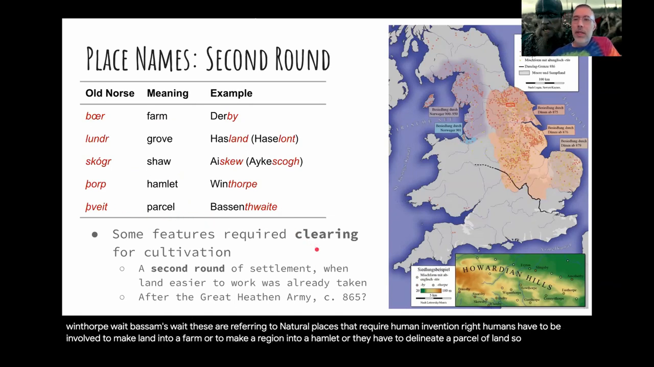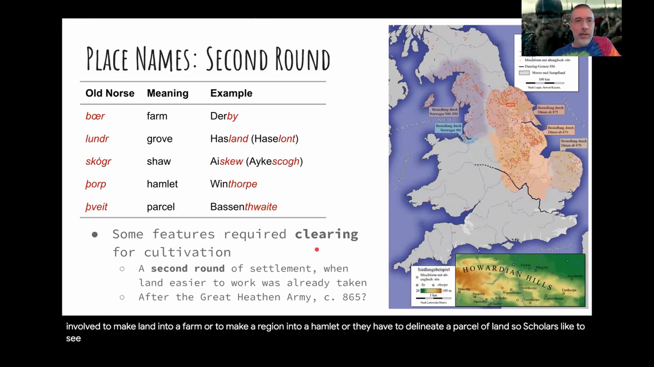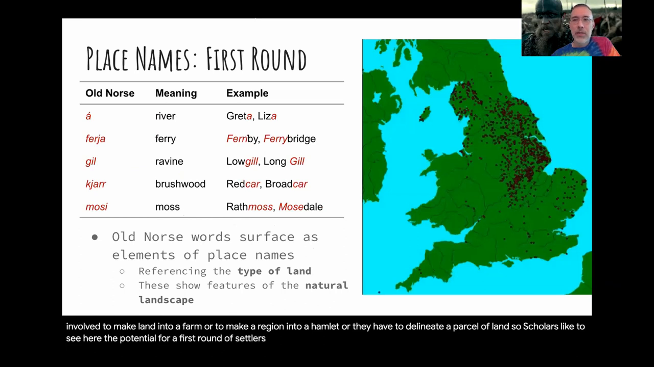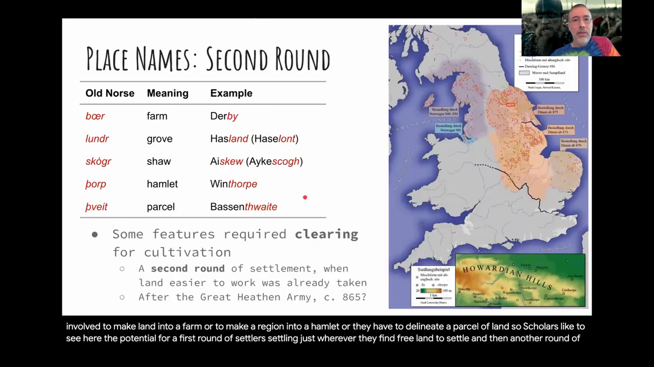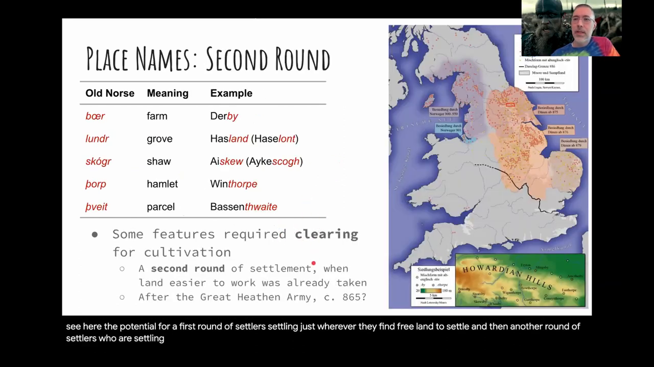So scholars like to see here the potential for a first round of settlers settling just wherever they find free land to settle, and then another round of settlers who are settling in what's left. And so what do you think might have happened here?